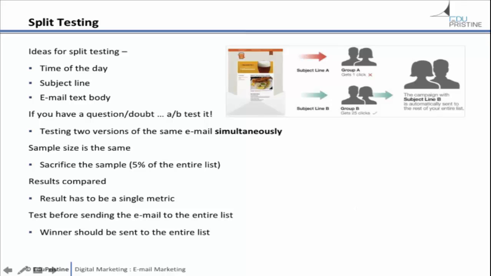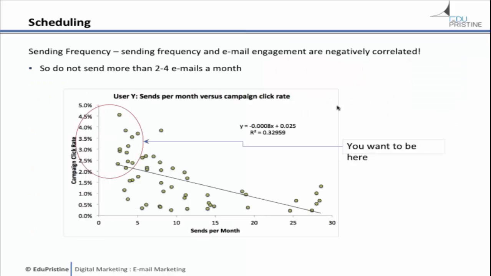So this is an example, right? So he goes to this particular coffee shop or a brewery, and then subject line A, subject line B. So group A gets 1 click, group B gets 25 clicks, which means that the campaign with subject line B goes to the entire list. So basically, it's automating it. We're saying that depending on the feedback, go ahead and authorize certain transactions.